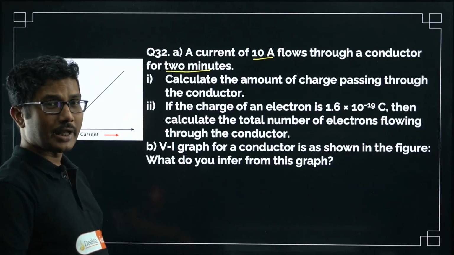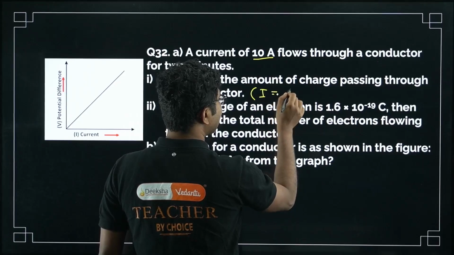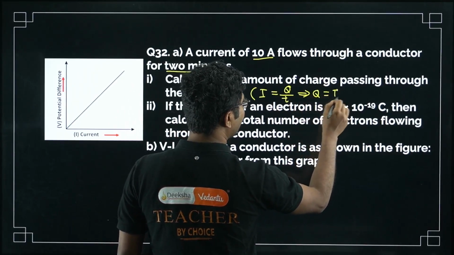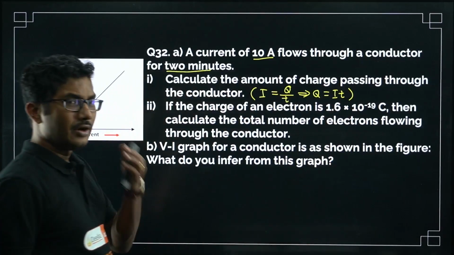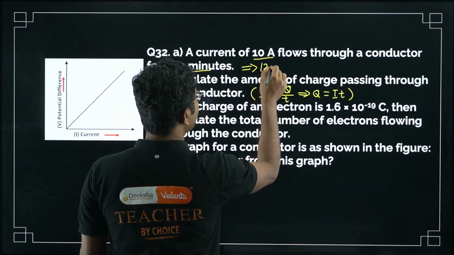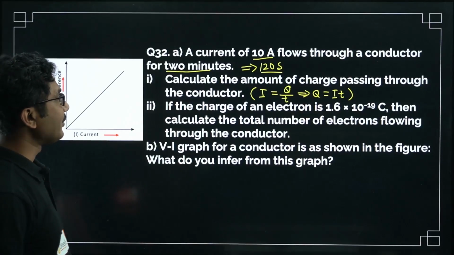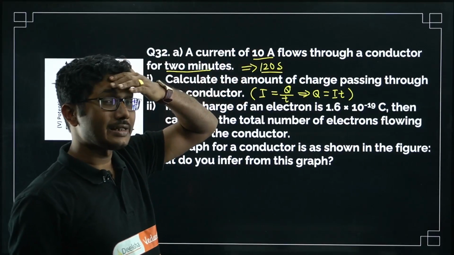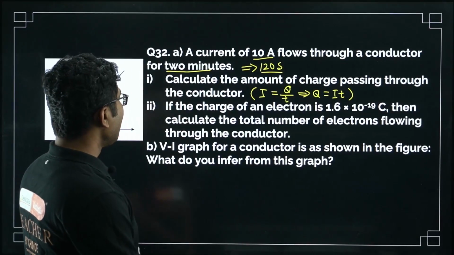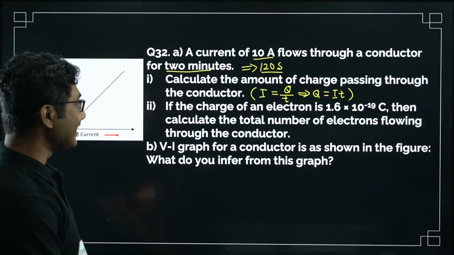If you have followed my formula problem, I told you current is basically Q by T. So from here we can see that Q is equal to I into T. You have to convert it into charge. Now remember that 2 minutes is given. 2 minutes means 120 seconds. You have to convert it into the SI unit, which is seconds. Then you can multiply it, right? So 120 seconds into 10 is 1200 coulomb. The charge of an electron is 1.6 into 10 to the power of minus 19 coulomb.